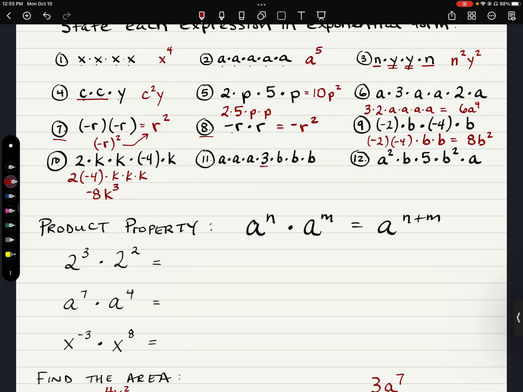In this one, the only number we really see is 3. Now remember, there's 1s in front of all of these values, but it doesn't really do much for us to write them out. So it's really just 3 times 1, so we're going to have a 3. And when we do a times a times a, and then b times b times b, we've got 3a to the 3rd, b to the 3rd.